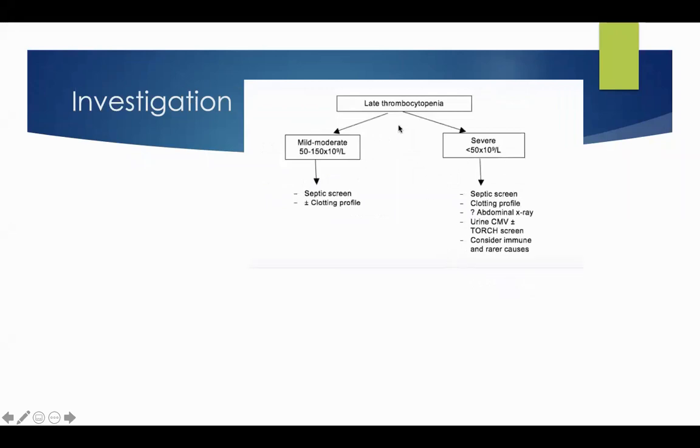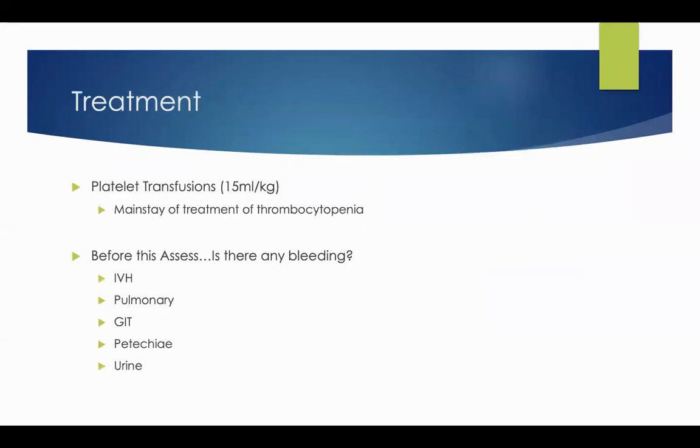In late causes of thrombocytopenia, you always need to exclude sepsis as your primary cause. So that would include a septic screen, especially when you have evidence of other manifestations of sepsis. And in severe thrombocytopenia, you would also need to include further investigations such as a clotting profile, a possible screen for congenital infections, and you would also need to consider immune and rarer causes of the thrombocytopenia.